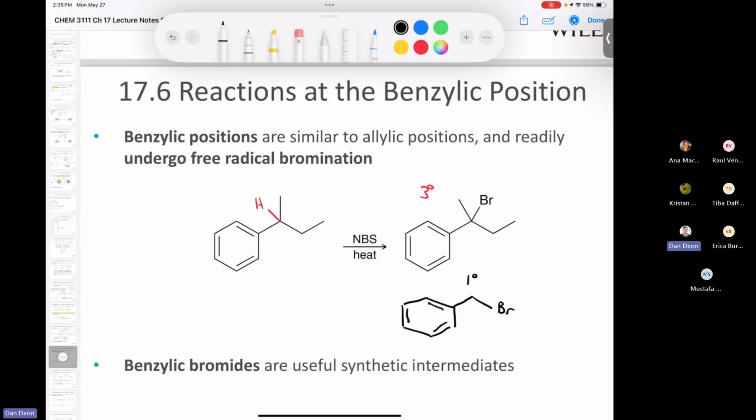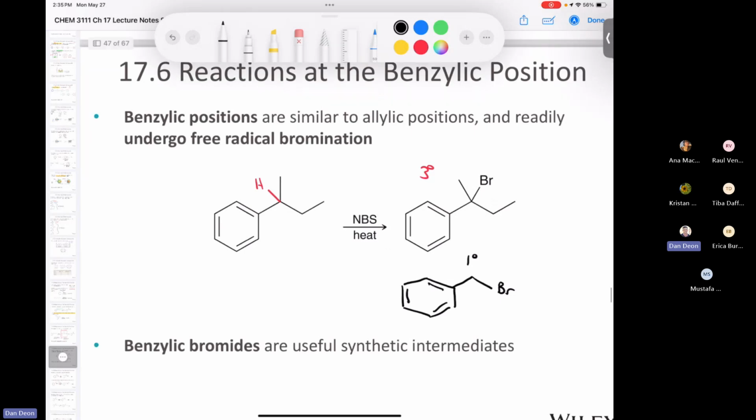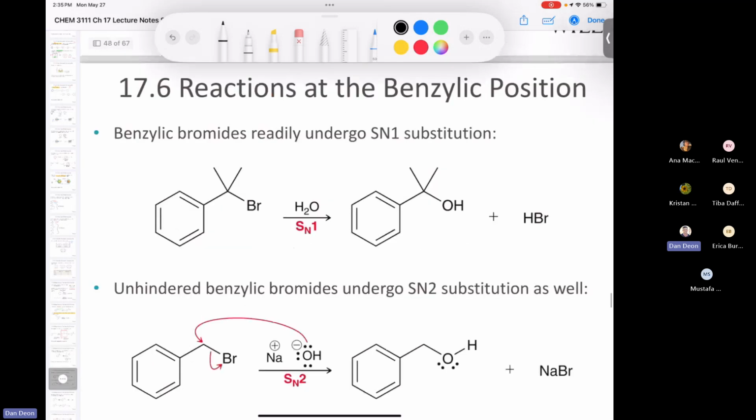Something that's primary, those are going to be great intermediates in synthesis, and let me show you what I mean. You guys know the SN1 reaction in detail, right? If I have a tertiary benzylic bromide, right?